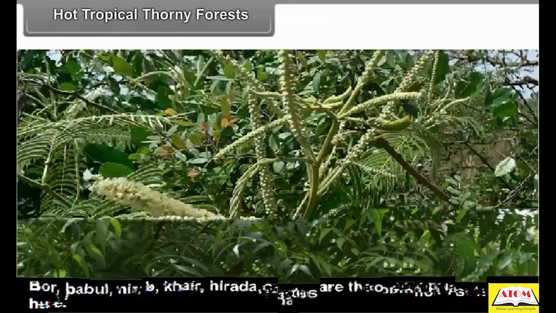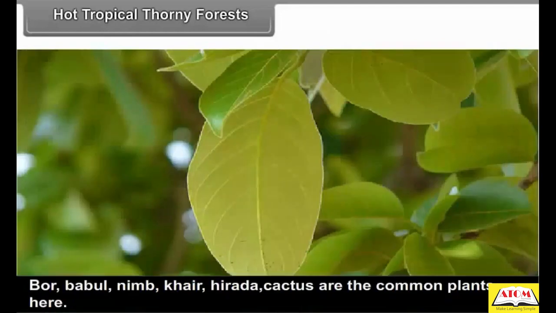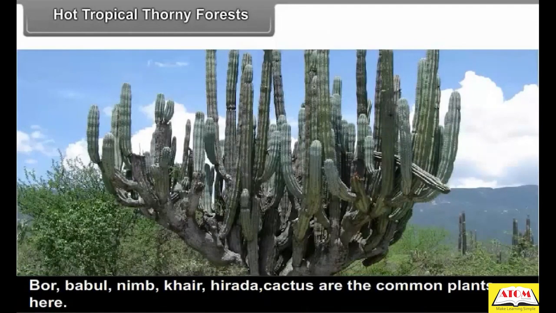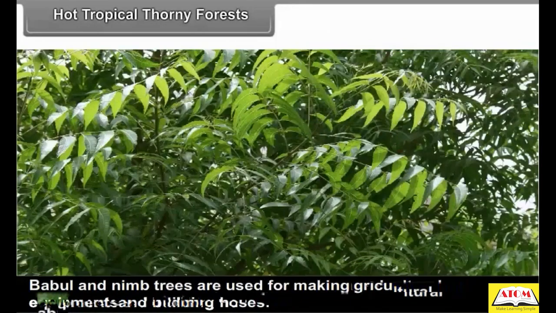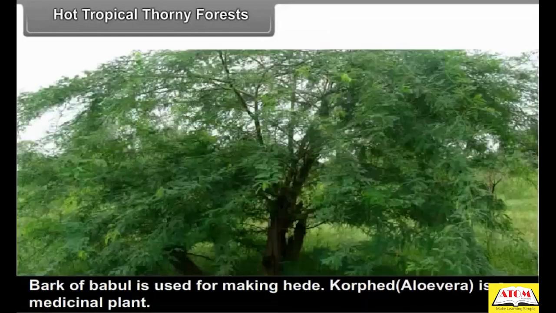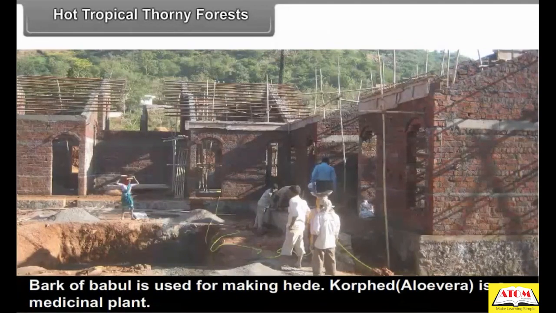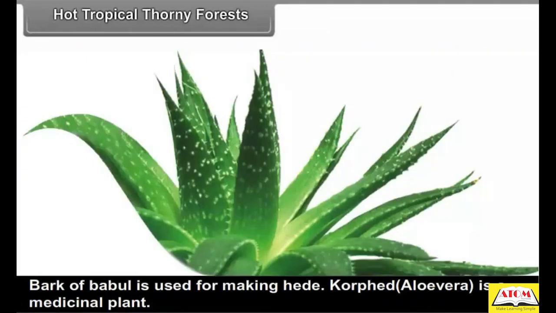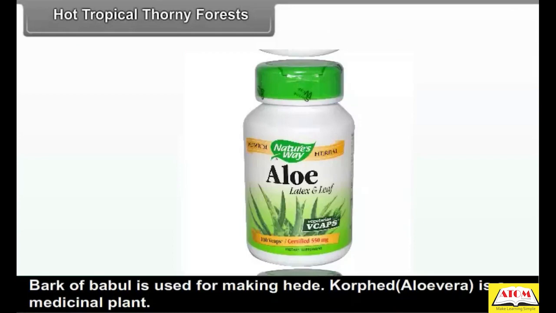Bor, babul, neem, khair, hirda, cactus are the common plants found here. Babul and neem trees are used for making agricultural equipments and building houses. Bark of babul is used for making hide. Korpad, aloe vera, is a medicinal plant.